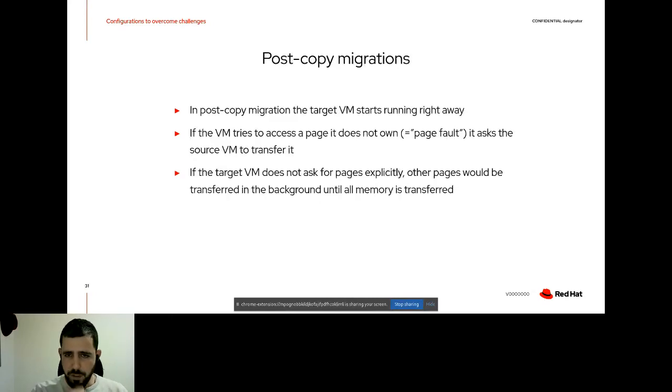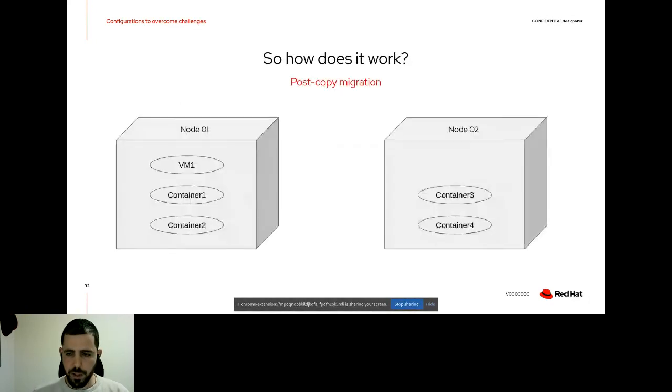So we have another way to deal with this, which is a post-copy migration. A post-copy migration basically means that as we create the target VM, we start running on it right away. The idea is that if the VM tries to access a page it does not own, which is basically a page fault, it asks the source VM to transfer it explicitly. If the target VM does not ask for pages explicitly, which means that it runs on the memory blocks it already has, then other pages are being transferred in the background until all the memory is transferred. So let's look at how it's done.